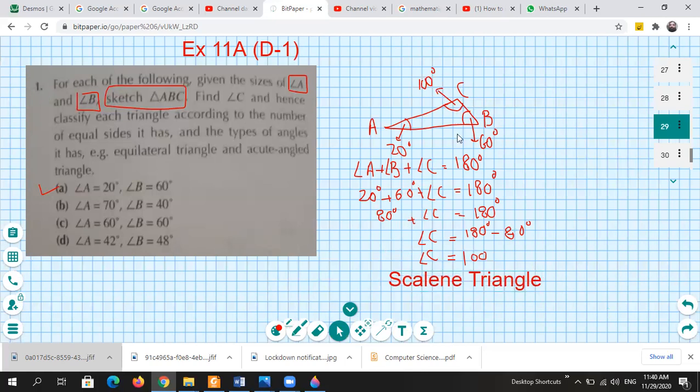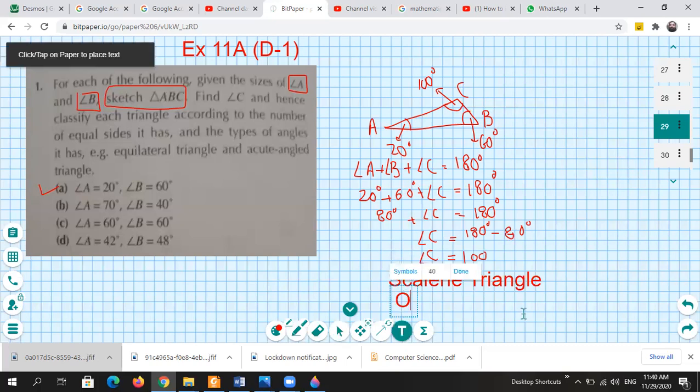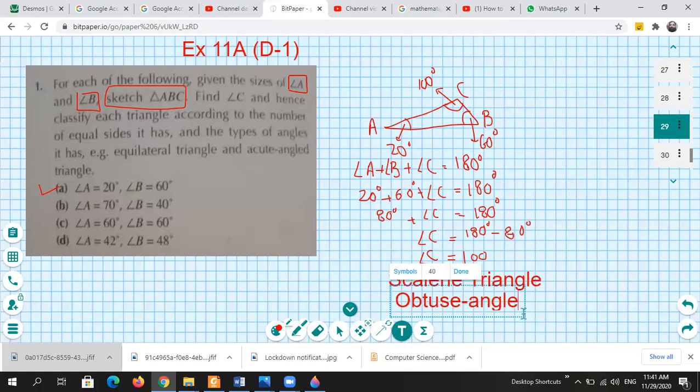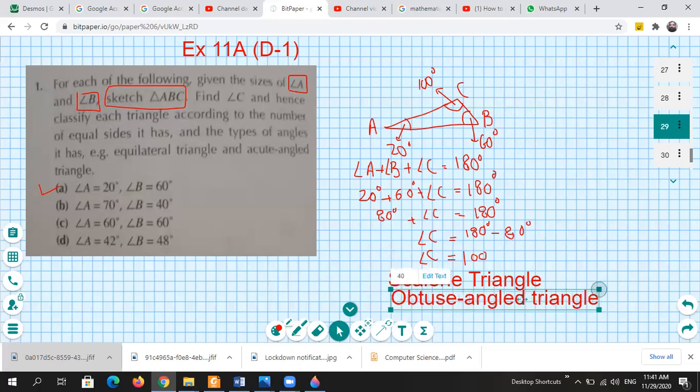And with respect to angles, you can see that one angle is 100 degrees, which is an obtuse angle. So I can write here obtuse angled triangle. So we have classified this triangle with respect to sides and with respect to angles. This is the complete solution of your part A, which was part A of your question number 1.